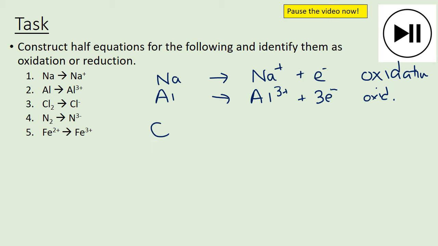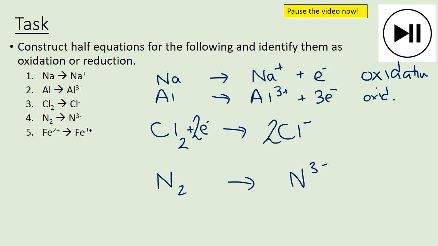The third one, it's becoming negative from neutral, so it's gaining electrons, but I must make sure it's balanced, so I need to put the 2 in front of the Cl minus and a 2 in front of the electrons, because there are 2 chlorines and each of them is gaining 1. Question 4, N2, it's becoming N3 minus, again there's 2 N's here and only 1 N here, so I need to put a 2, and each of them are gaining 3 electrons, so I need to put 6 electrons here.